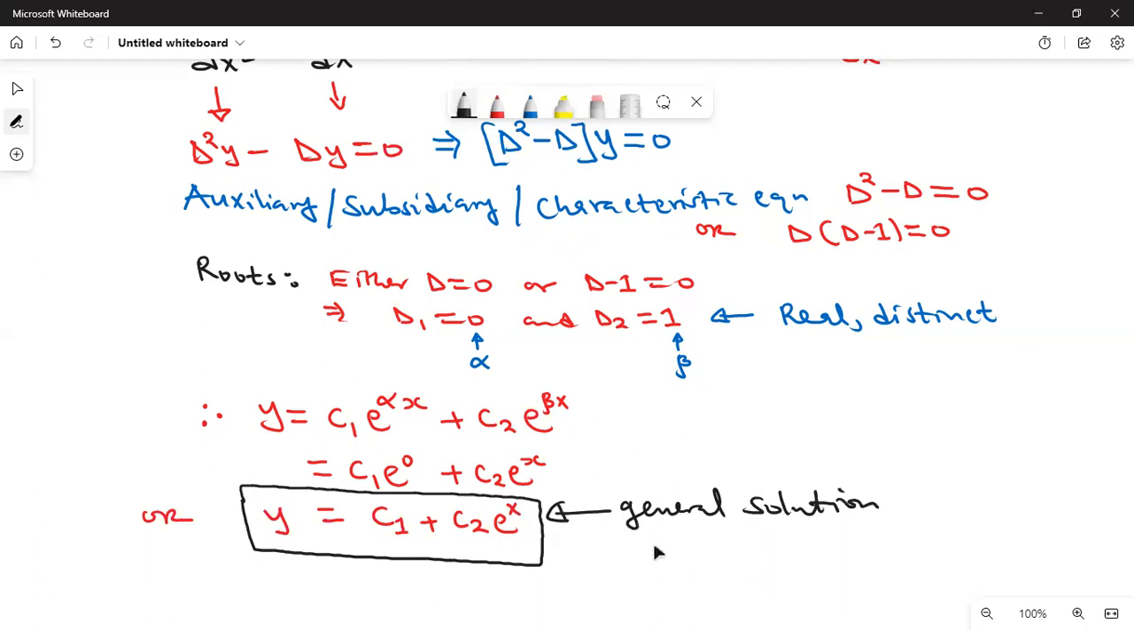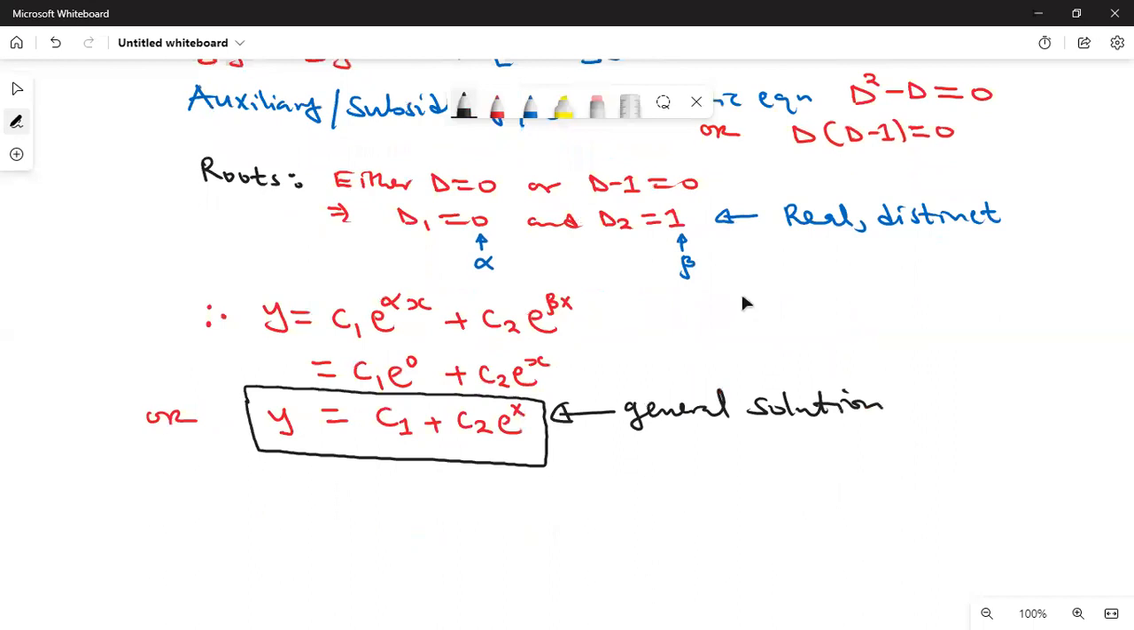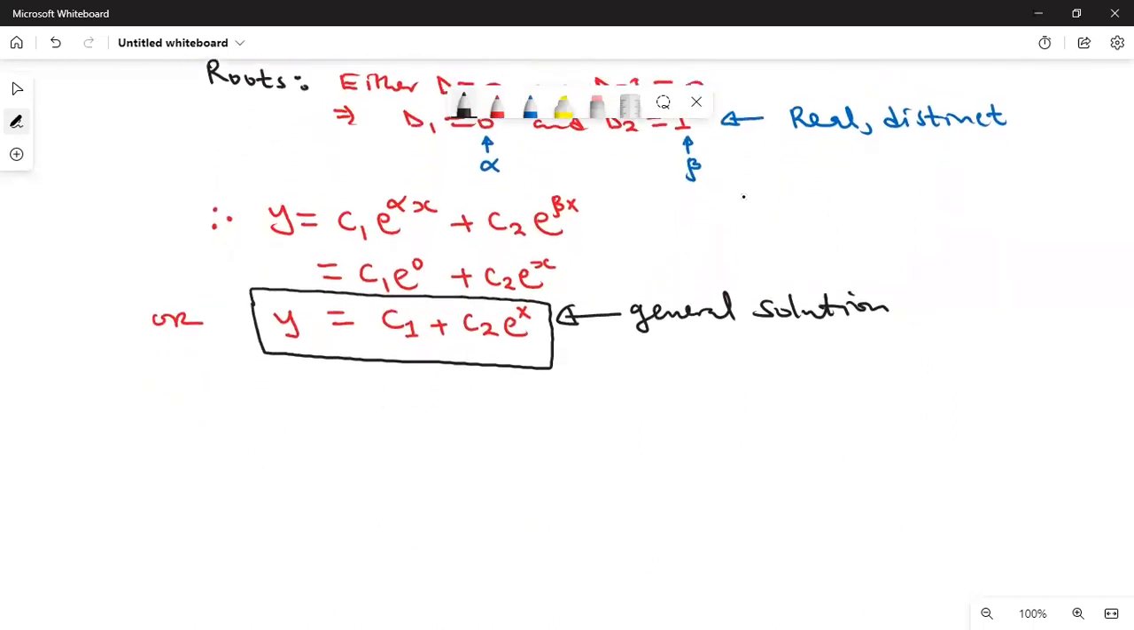C1 and C2 are arbitrary constants, which we can determine their values if we are given some initial conditions. Let's answer part B. In part B, we have d squared y over dx squared minus 2 dy dx plus y is equal to 0.